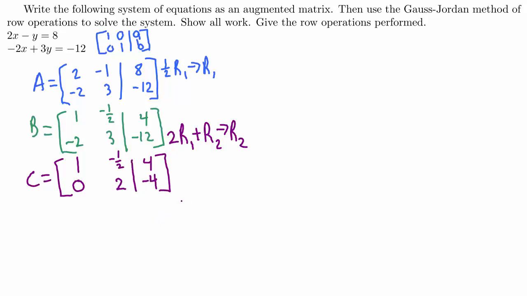Good. Now I need to get this 2 to a 1. To get from a 2 to a 1, the question is, what do I do? Well, I multiply by the reciprocal. The reciprocal of 2 is 1/2, and multiply that by row 2. And that's going to give you a new row 2. So it gives you a matrix D, which is 1, negative 1/2, 4, 0, 1, negative 2.